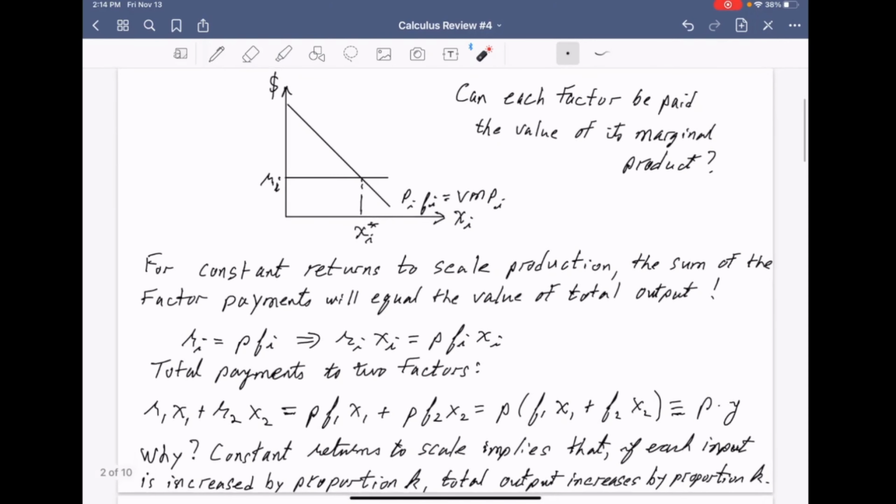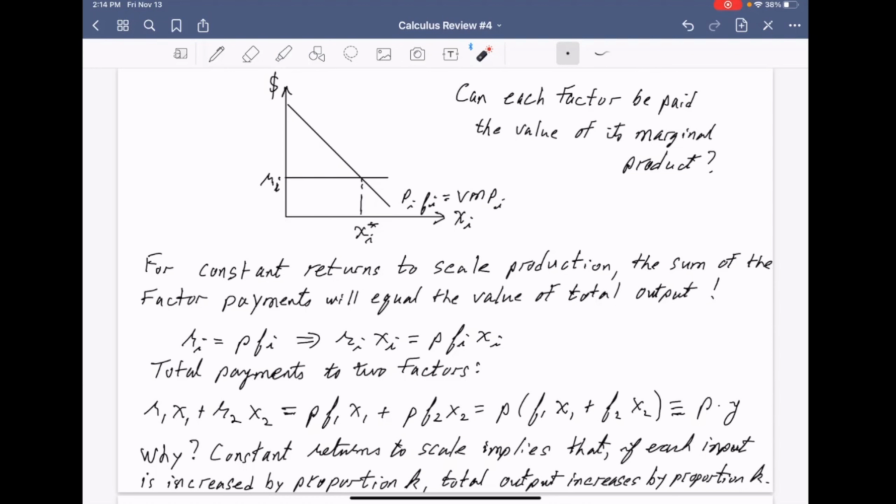All right, so when we look at this in a diagram where we have some input I on the horizontal axis and dollars on the vertical, this downward sloping line is our value of marginal product. And that has to equal the input price, which we assume to be fixed in perfect competition, and then xi star is the optimal amount of the good or the input that we employ.